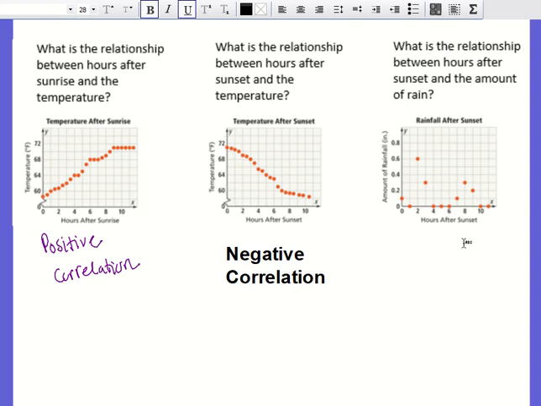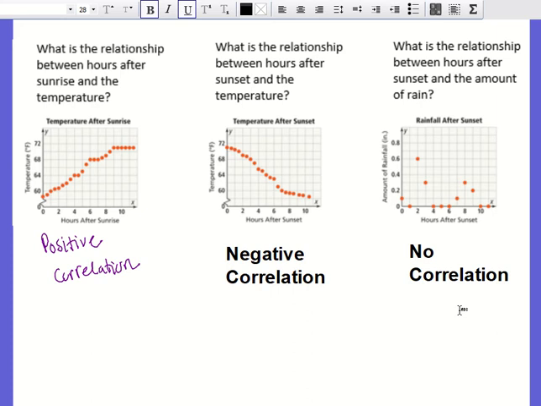And then this last one is the relationship between hours after sunset and the amount of rain. So again, the sun has gone down, sunset, this is how much time has passed, and this is how much it's rained during that time. Now, because the data is all over the place, I cannot make a prediction. We would say that this is a no correlation, because I can't make a prediction, and basically what it's saying is that when the sun goes down, it has nothing to do with it raining.